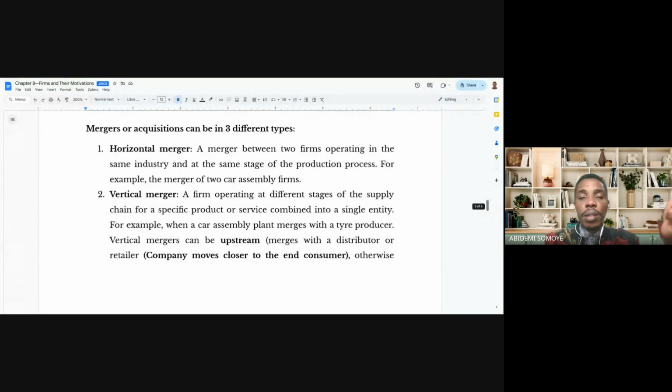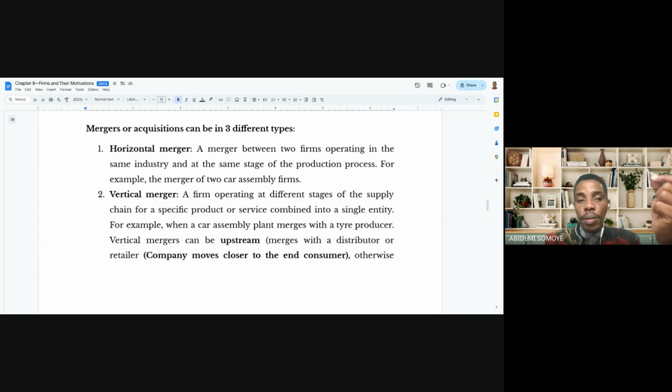So what is a horizontal merger? A merger between two firms operating in the same industry and at the same stage of the production process. For example, the merger of two car assembly firms. What about vertical? Firms operating at different stages of the supply chain for a specific product or service combined into a single entity. All right, for example, when a car assembly plant merges with a tire producer.